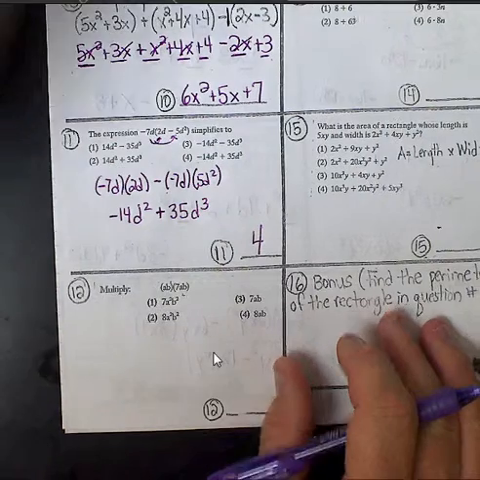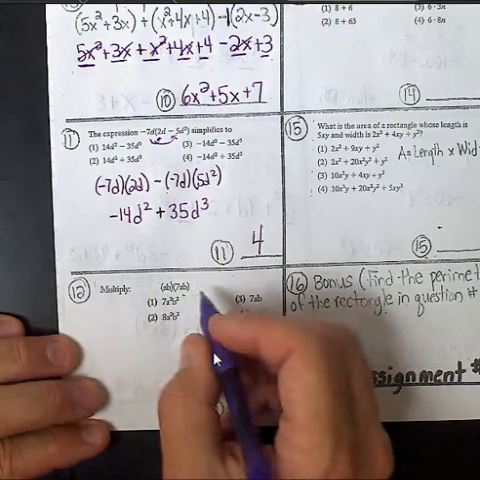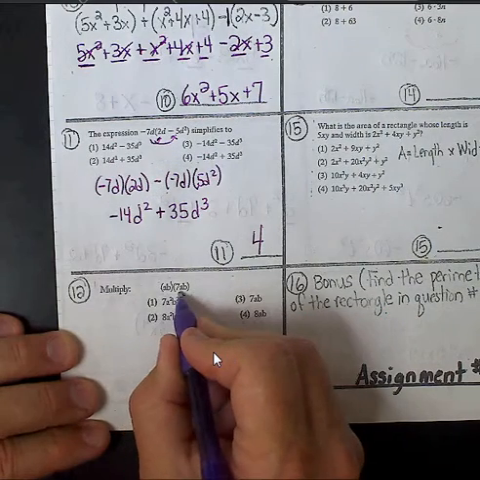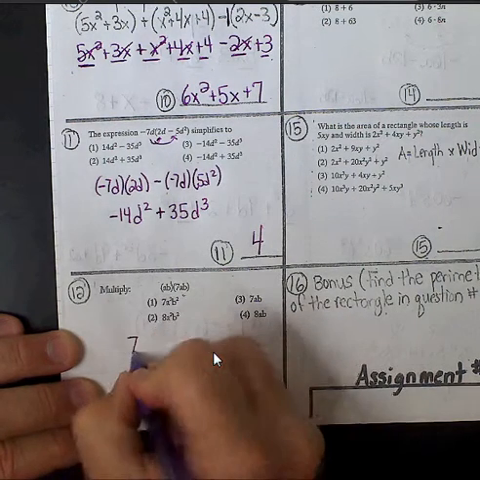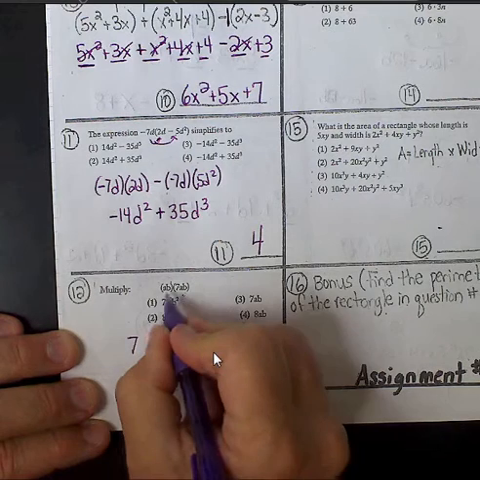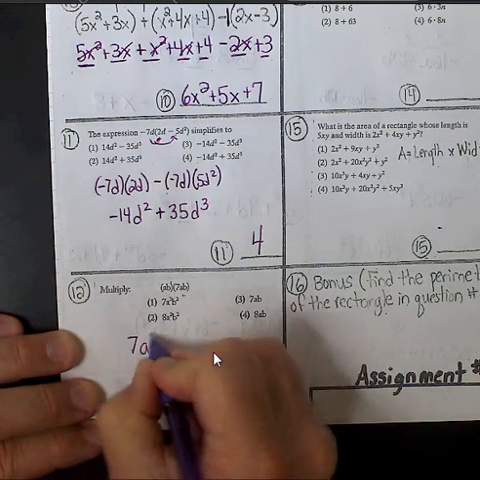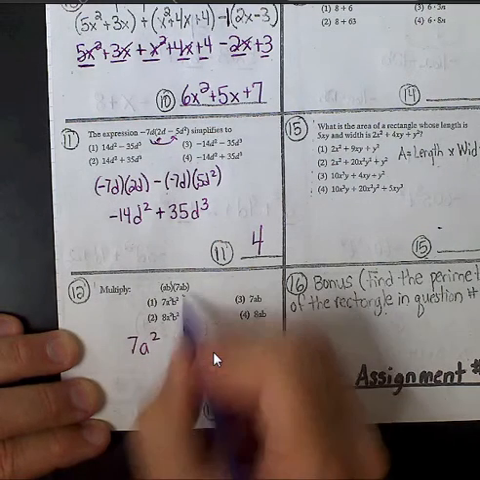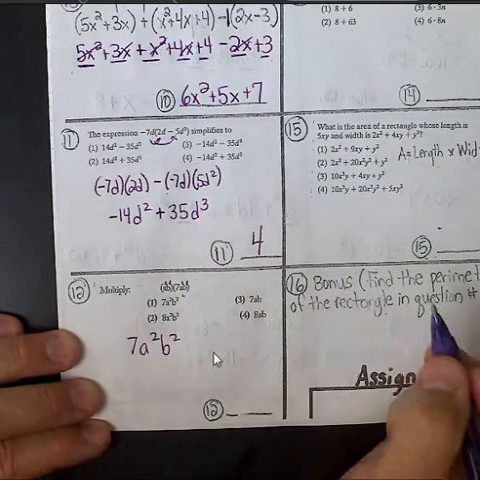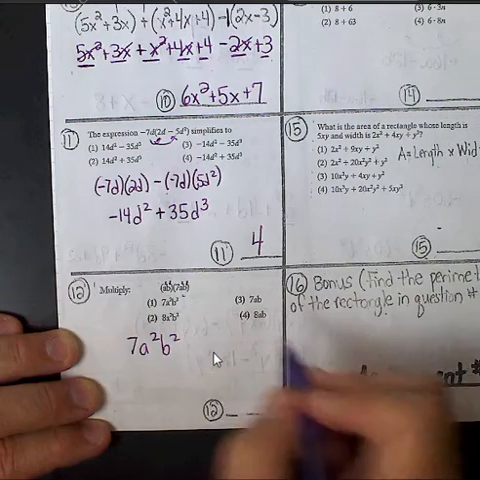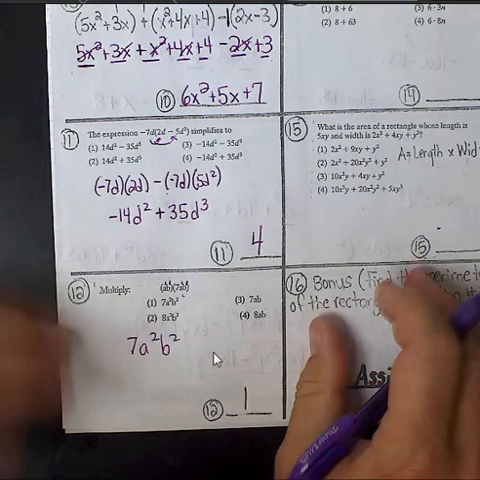Number 12, again, multiplying monomials. Multiply what you can. AB times 7AB. So multiplying what I can, I'm going to have a 7 times a 1 in front. I'm going to have A times A, which is A squared. And I'm going to have B times B, which is B squared. Remember, the exponents on here are all 1 since they're not there. So 7A squared B squared, that's going to be choice 1.